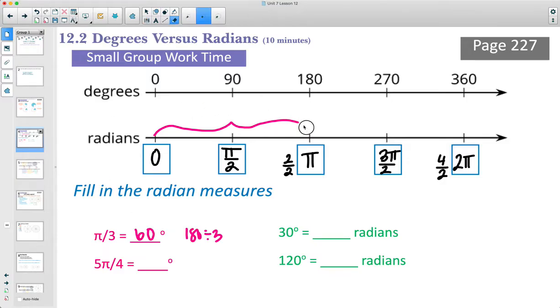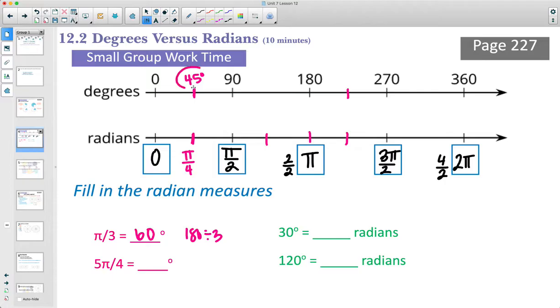And then 5 pi over 4. So pi over 4 is half of pi over 2. So pi over 4 would be halfway in between here. And halfway in between 0 and 90 would be 45. And then we want 5 of them. Okay, so 5 pi over 4. So here's 1 pi over 4, 2 pi over 4, 3 pi over 4, 4 pi over 4, 5 pi over 4. Okay, or 5 of these 45s. Okay, so then you're getting 45 times 5, and that would give you 225 for your degree measure.